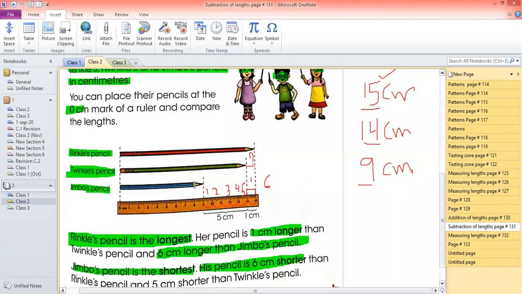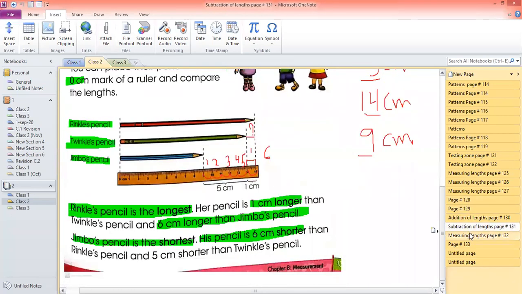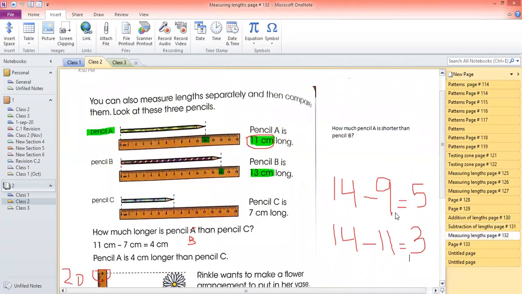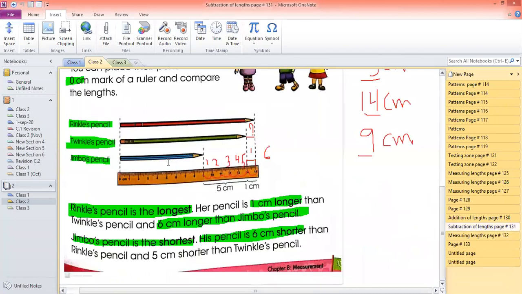Same if I compare Jimbo's pencil with Twinkle's. So this is 5 centimeter long. You can see 1, 2, 3, 4, 5. We learned one more method to compare these objects. The first method was to place all the objects on one scale and check how many centimeters long they are by counting the centimeters on the ruler.